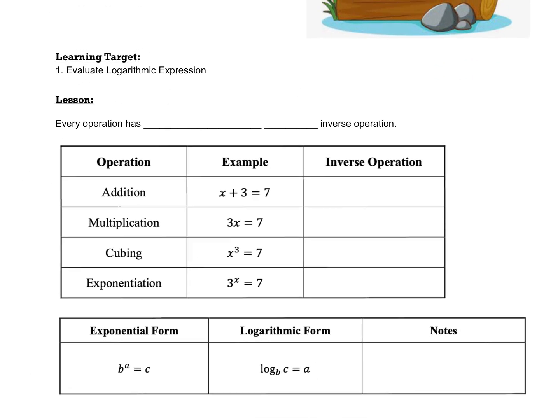So a logarithm is an inverse of something that we already know. Every operation that we are aware of mathematically has exactly one inverse operation. Okay? So every operation has exactly one inverse.